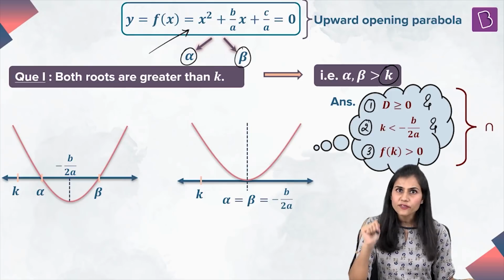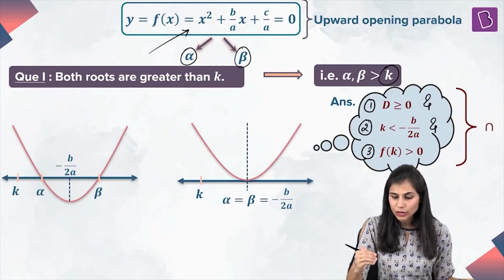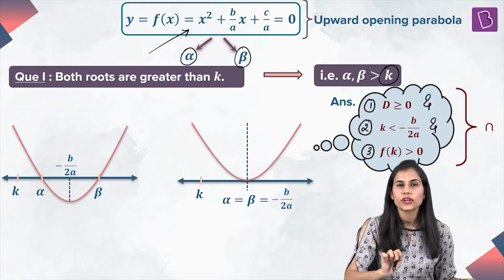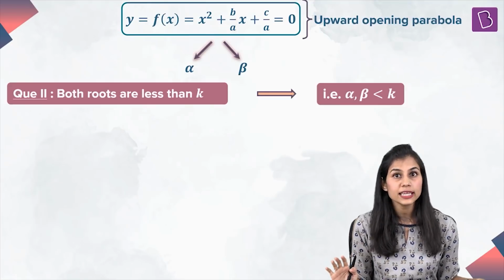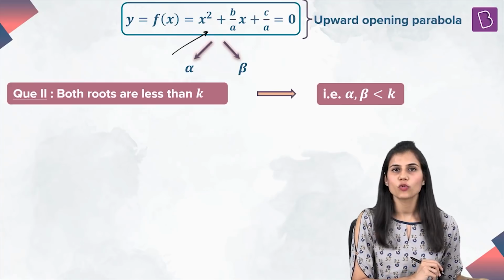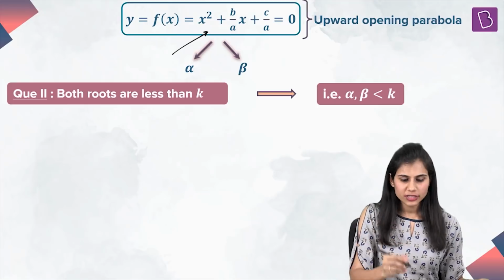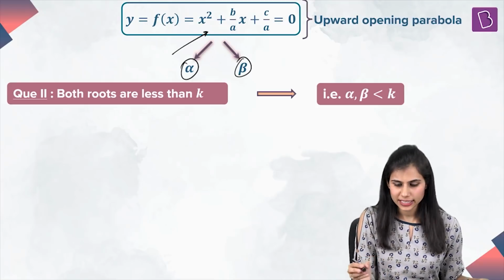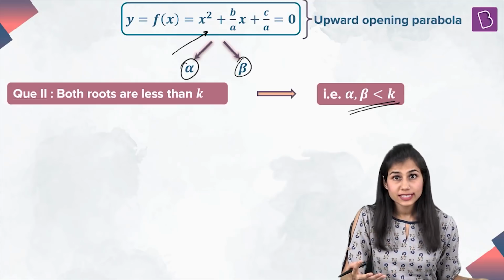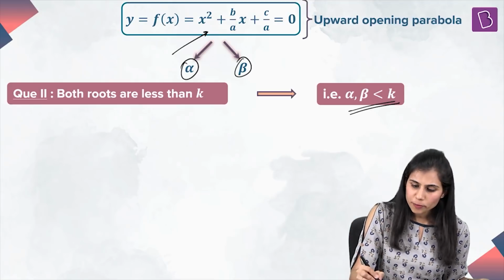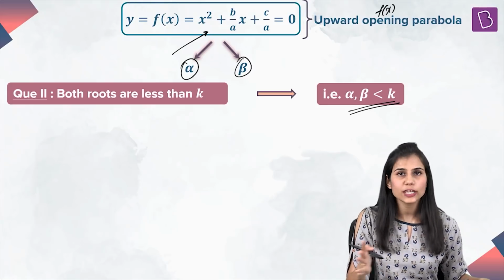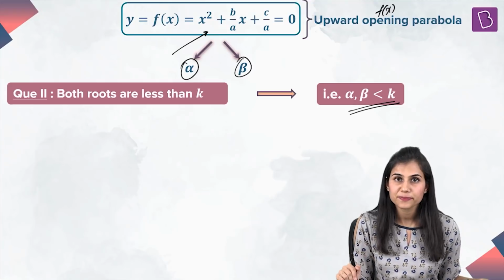Trust me, even if one condition out of these three is not considered, you cannot say that your quadratic equation has both its roots strictly greater than k. Now in here I want to know what should be the behavior of this quadratic equation such that both its roots alpha and beta are strictly less than a fixed constant k. Or in other words, how should the upward opening parabola f of x behave such that both the roots of f of x equal to 0 are strictly less than k.